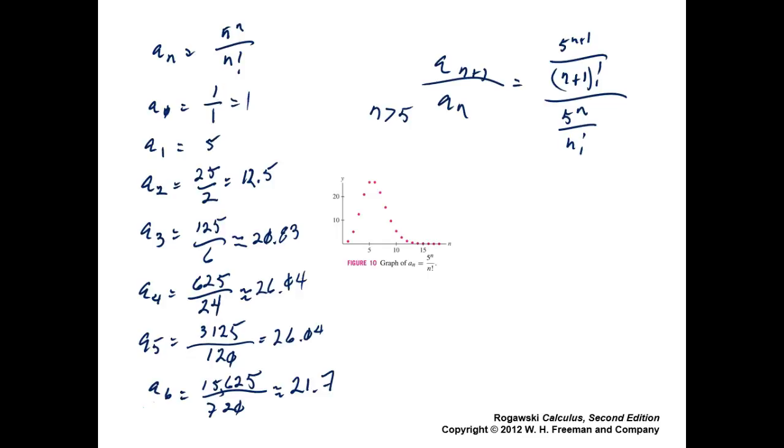Now, if you look at that ratio, I'm going to invert and multiply. That would be 5 times 5 to the n. That's 5 to the n plus 1, right? You know, 5 raised to the nth power, and then the next, 5 to the n plus 1, would be 5 times 5 to the nth, right? Okay. Divided by, and n plus 1 factorial is n plus 1 times n factorial, right?